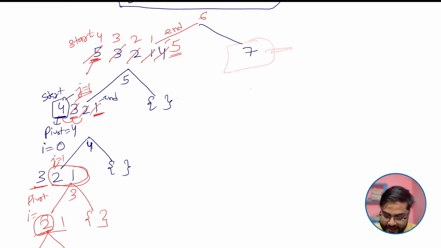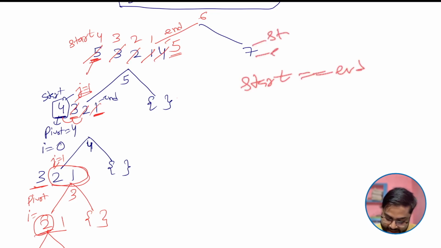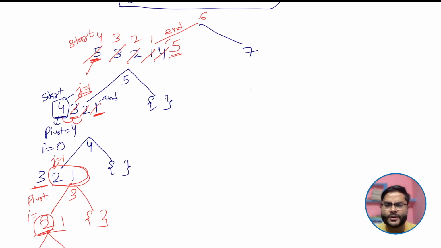Again we have only one element, right? So in this case my start is equal to my end. This is the start also, this is the end also. So I will simply return it because we have only one element. So it will be in the correct position, right? It is already in the correct position, so I will return it.